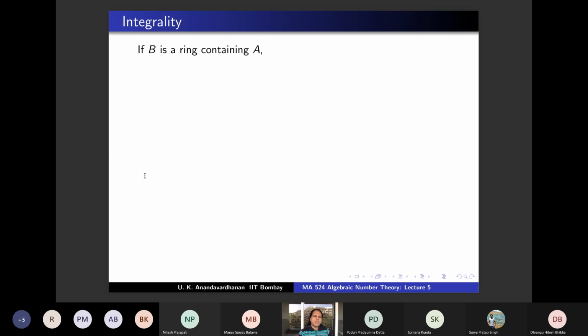Okay, so this is an easy observation. Let's continue. Suppose B is a ring containing A. So A is the ring that you started with, and B is a ring containing A. Then you say that B is integral over A. Recall your field theory: you have the definition of an element being algebraic, and the very next definition is a field extension being algebraic. You say that L over K is algebraic if every element of L is algebraic over K. Similarly, B is integral over A if every element of B is integral over A. That's a definition.